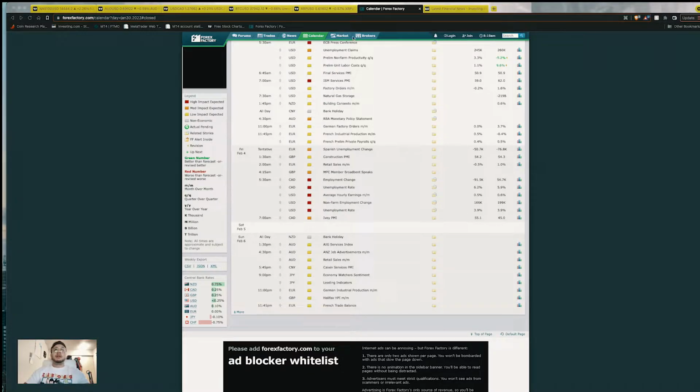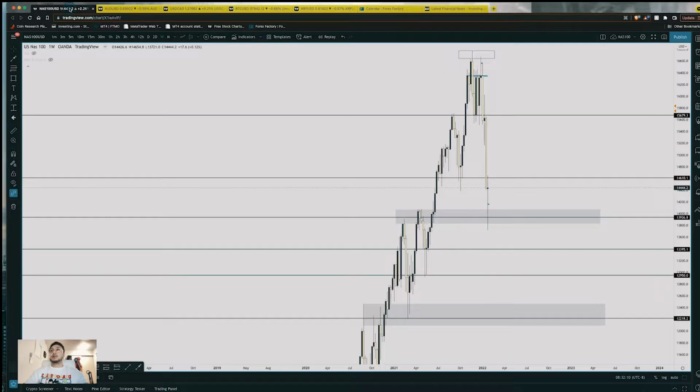Now, moving on, we're going to start with the pairs that I trade, and I'm also going to do some technical analysis on BTC, on Bitcoin. But the main pairs I trade are the Nasdaq 100, Australian dollar, AUDUSD, and Canadian dollar, USDCAD. So first things first, we're going to look at the Nasdaq 100.